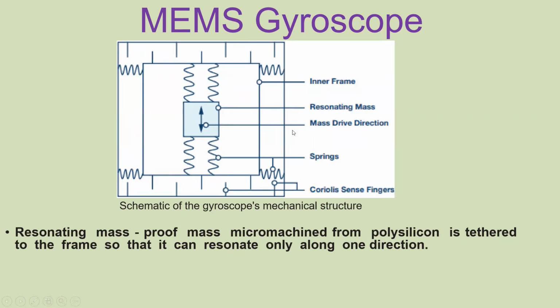So this is the frame of this MEMS system. For example, this frame will be fixed to the device. For instance, take the mobile phone. This frame will be fixed to the mobile phone, whatever device you are going to measure the orientation or the angular velocity of. Inside this one, what you have is called a proof mass, and we call this one the resonating mass. Why is it called resonating?